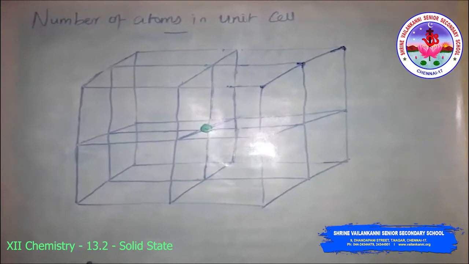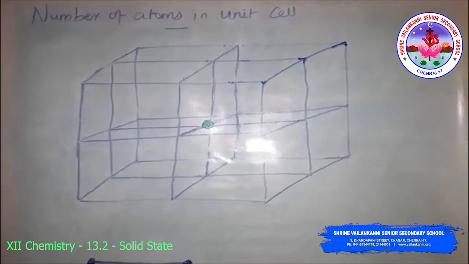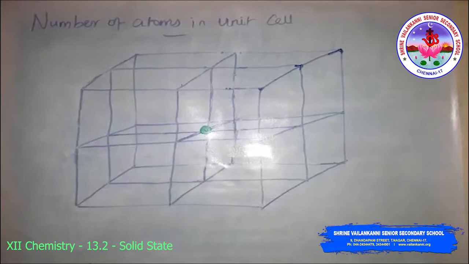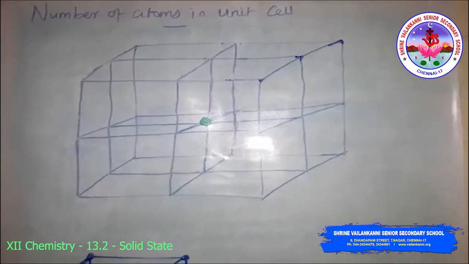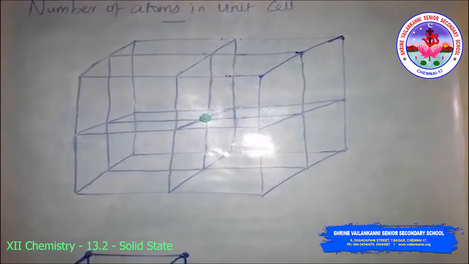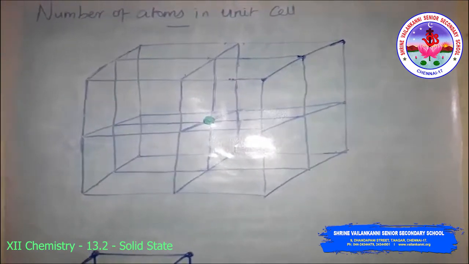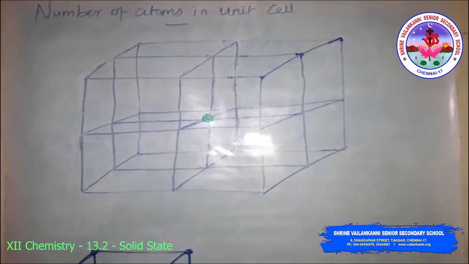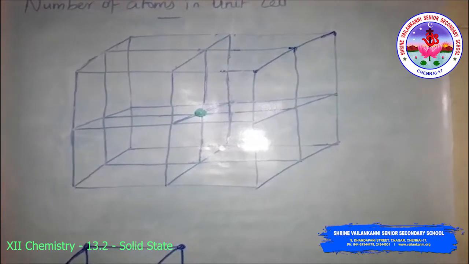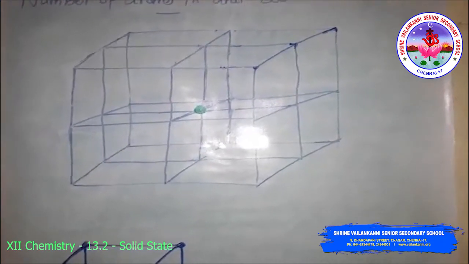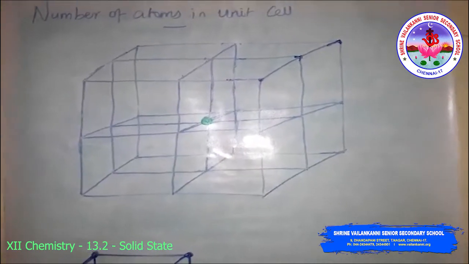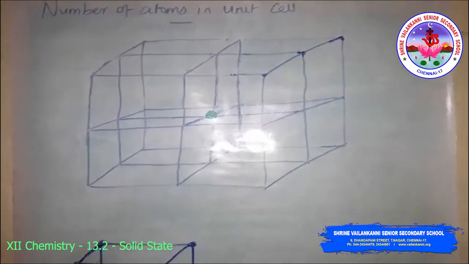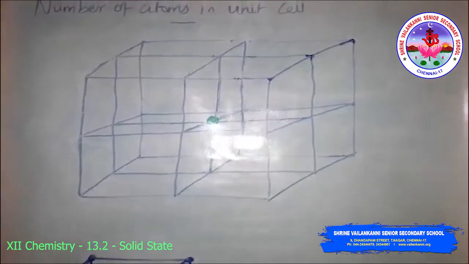We shall consider the three types of cubic unit cell, and for simplicity, assuming that the constituent particle is an atom. First, the primitive cubic unit cell. The primitive cubic unit cell has atoms only at its corners. So each atom at a corner is shared between the 8 adjacent cells.